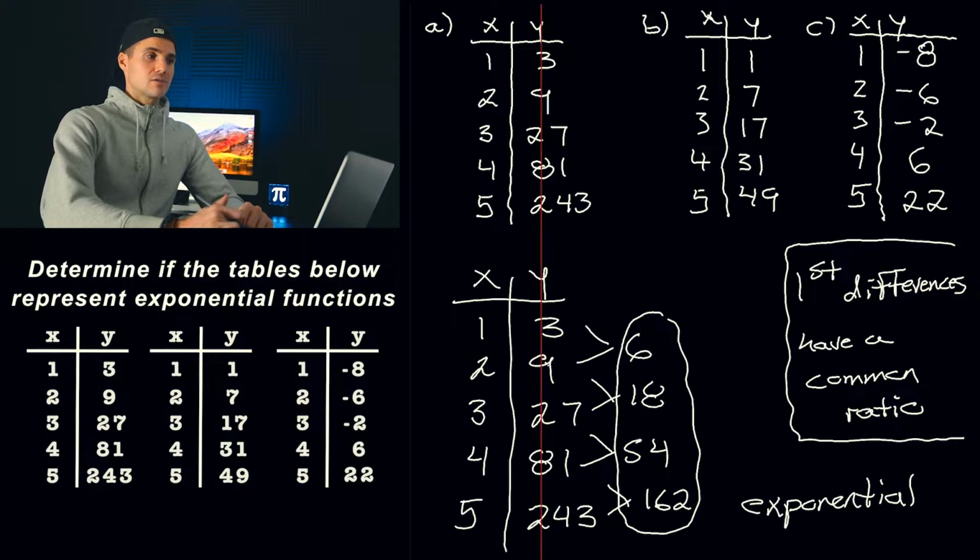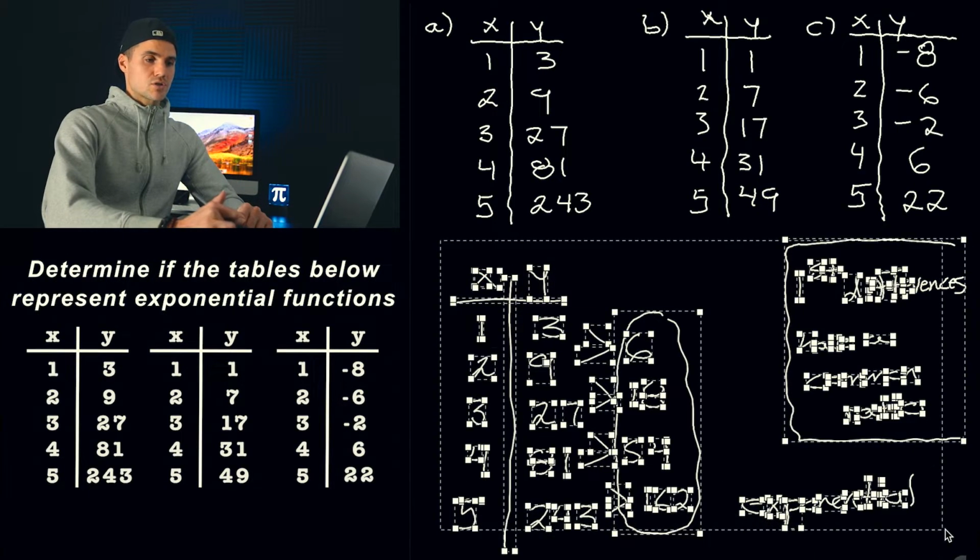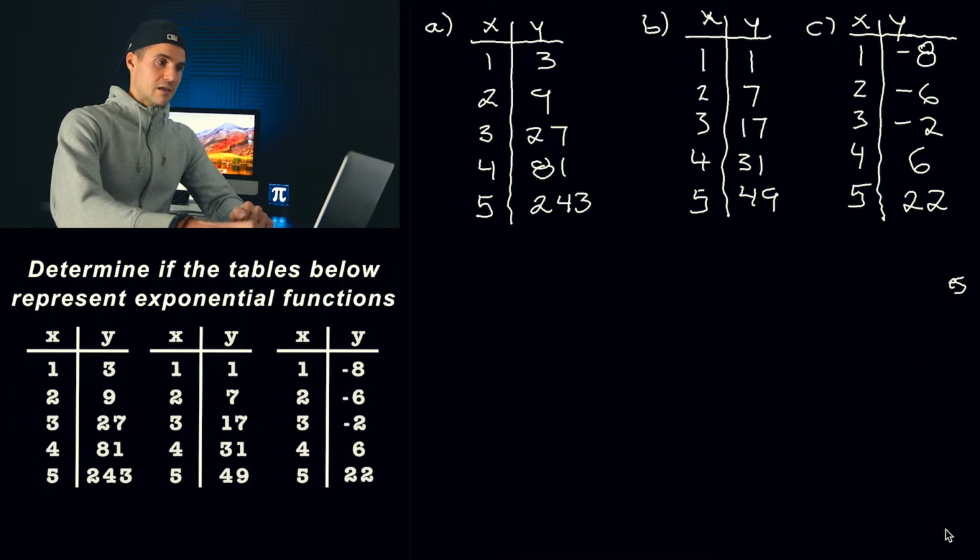Okay, so that's how you do it. You got to get the first differences, check if they have a common ratio. So part A, it is an exponential function.